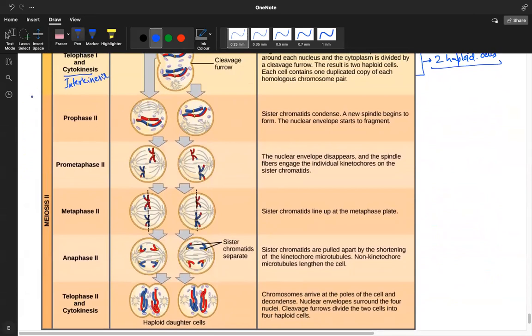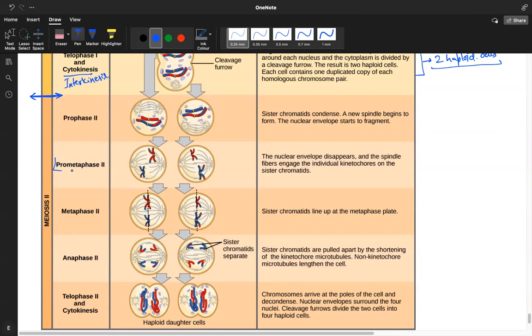Prophase 2. Sister chromatids condense. A new spindle begins to form. The nuclear envelope starts to fragment.